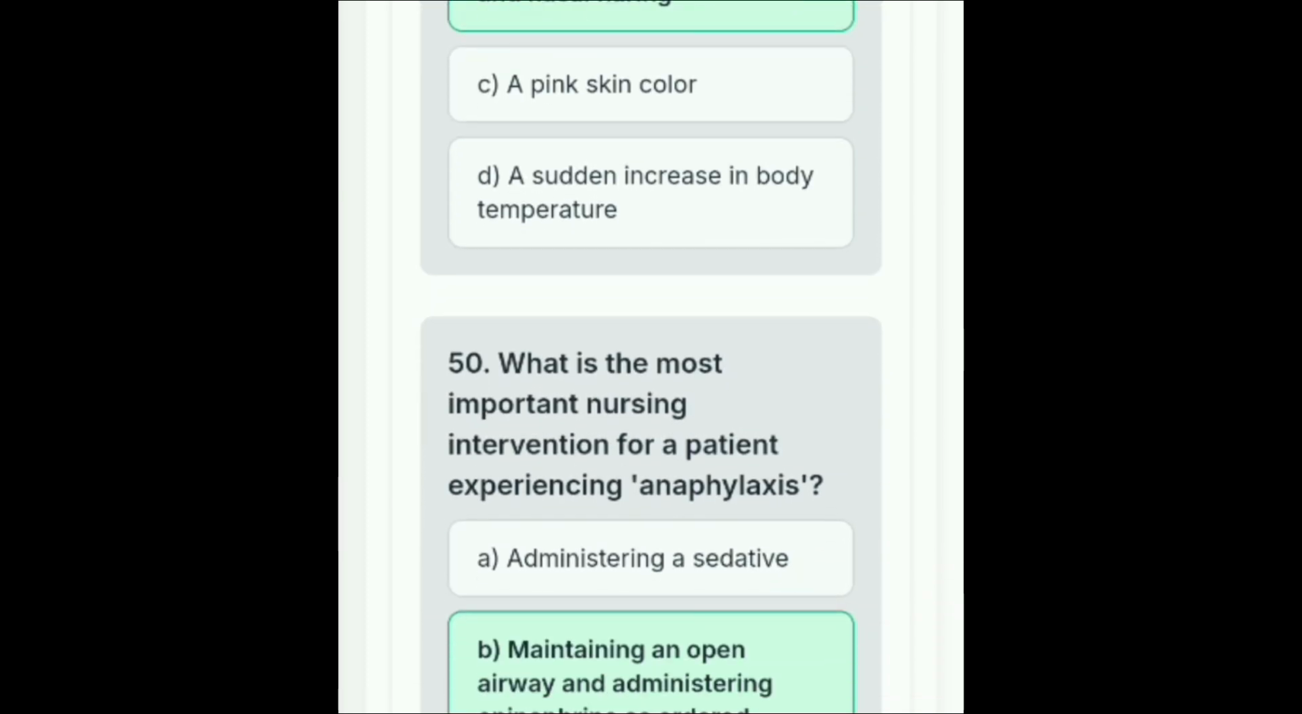And the last one is 50. What is the most important nursing intervention for a patient experiencing anaphylaxis? A, administering sedative. B, maintaining an open airway and administering epinephrine as ordered. C, giving the patient a cold bath. D, encouraging the patient to walk around.